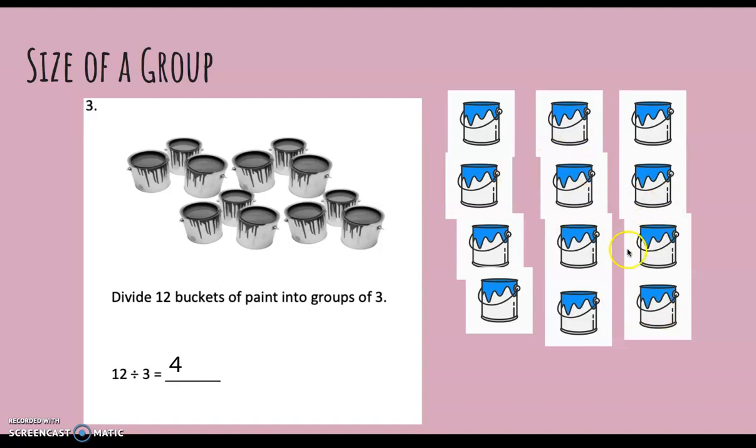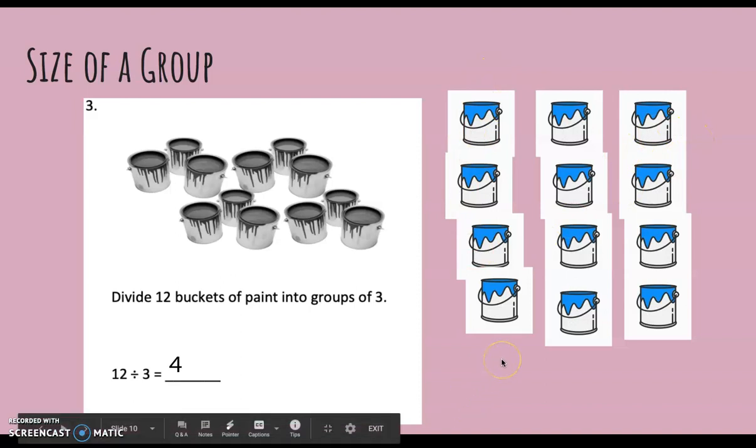So here my strategy is putting them in a row. Or if you can draw a circle, or if you like to use circles, then you can just draw a circle first where the circle represents a group. And then you draw 1 bucket in each circle. That way you can figure out how many buckets are in each group.